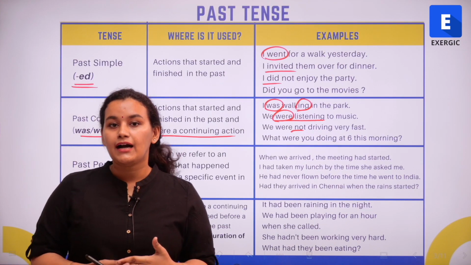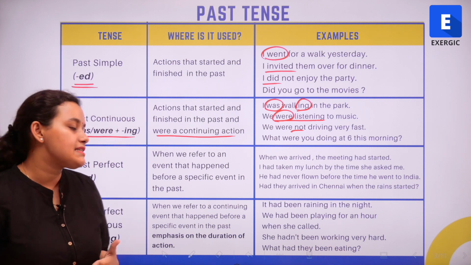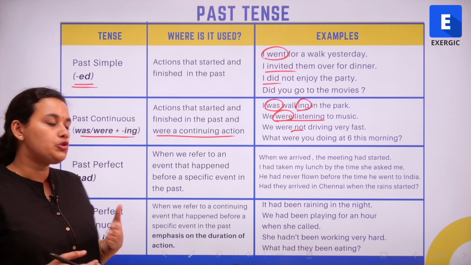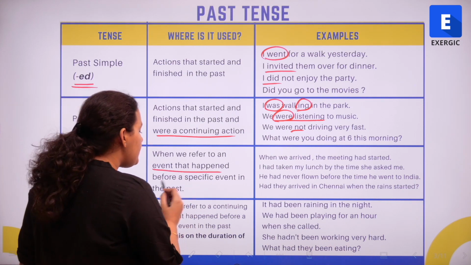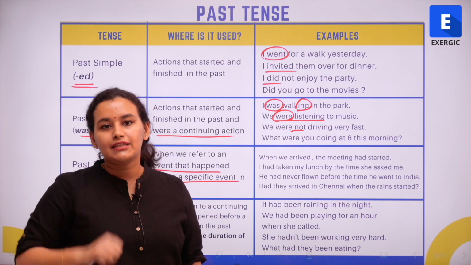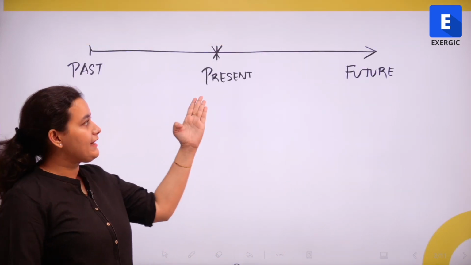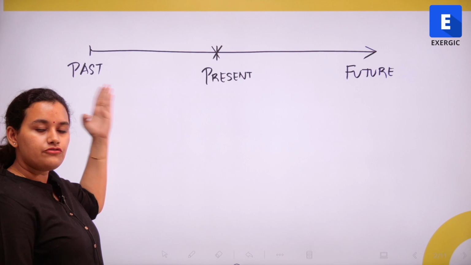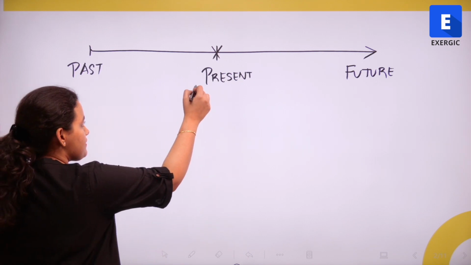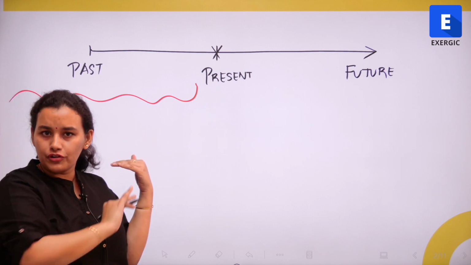The next tense we have is the past perfect tense. The past perfect tense is used when we refer to an event that happened before a specific event in the past. So let us go to the timeline to understand this better. In this timeline, we can see that anything that happened before the present falls under the category of past, right? This entire thing is going to be past, anything that happened before the present.